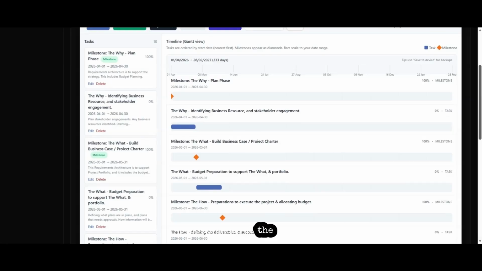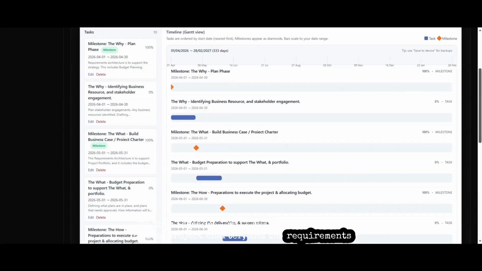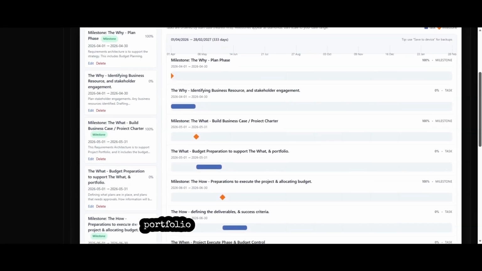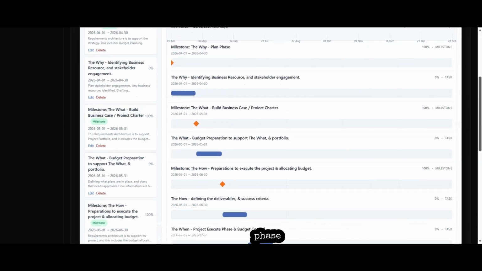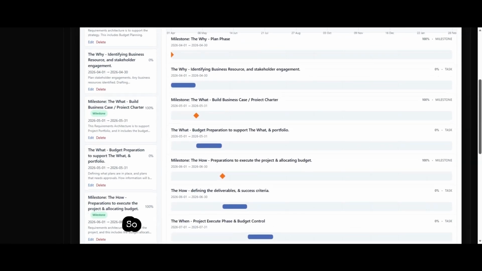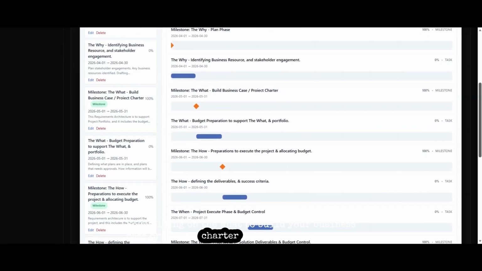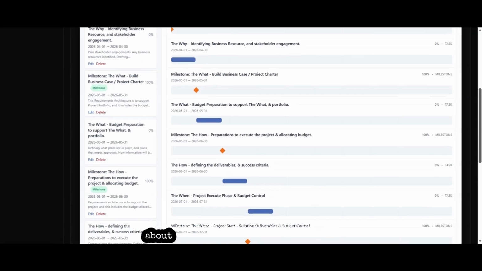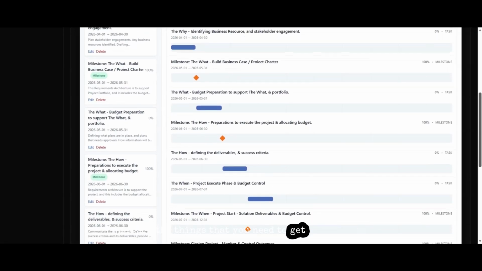Second phase is the what. So this is where I will build the business case or project charter. And the requirements architecture here is to support the portfolio, and in consideration with budget preparation is in this phase of the what. So building on the what, to build your business case or project charter to support your project portfolio and budget preparation, you're going to think about what plans do you need to get approved? What are the things that you need to get approved of?